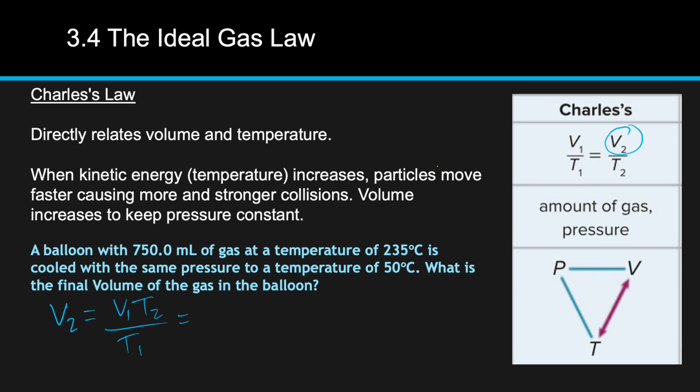Our initial volume is 750 milliliters. Our second temperature is 50, and whenever we're doing the ideal gas law, we have to convert to Kelvin. So 273 plus 50 gives us 323 Kelvin. Then our initial temperature goes on the bottom, which is 235 plus 273, which is going to give us 508.